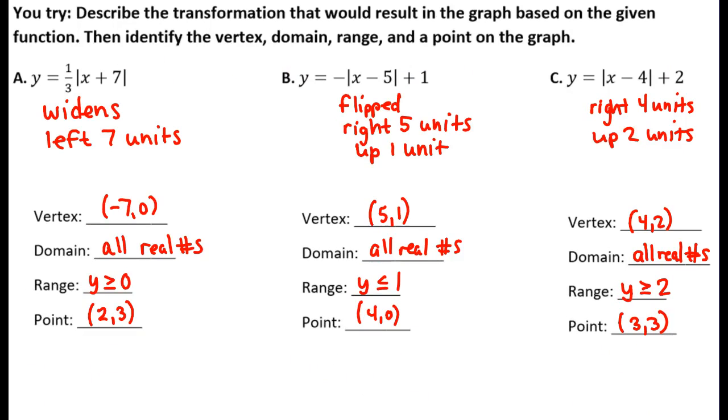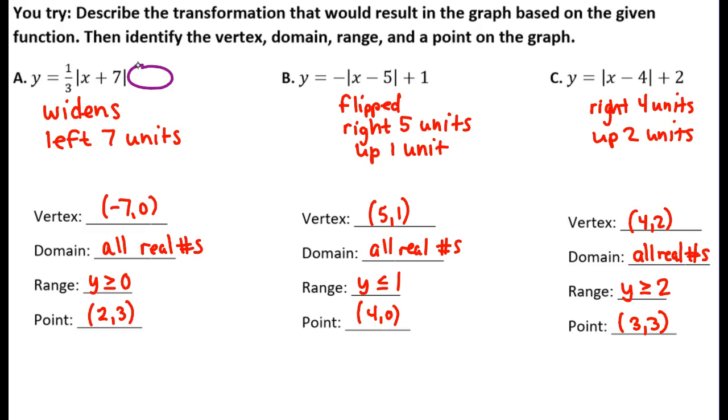Alright, for your solutions on the Try-Its, for A, you should have gotten that it widens and it is shifted to the left 7 units. Vertex at negative 7, comma 0, because there is nothing after the brackets, so that would be 0. Domain, all real numbers. Range, y is greater than or equal to 0, because the graph points up. Another point on this graph would be 2, comma 3.